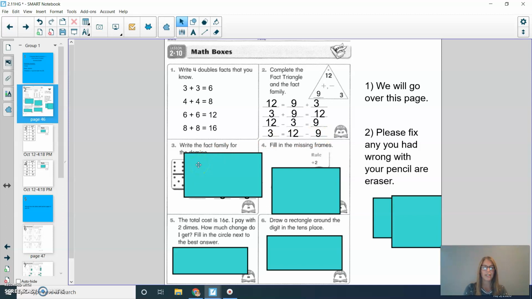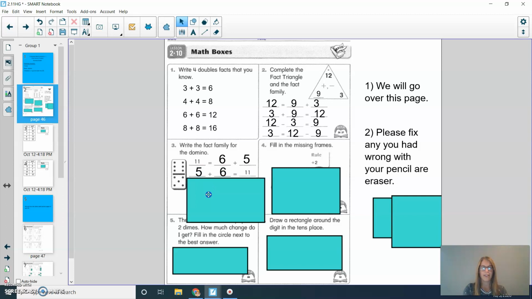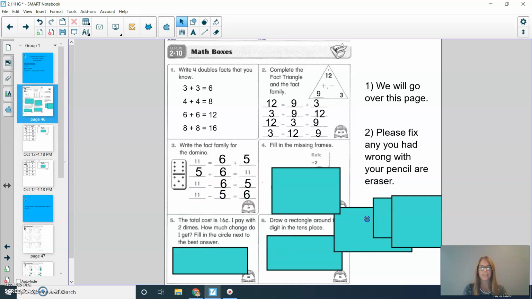For question 3, write the fact family for the dominoes. So we have 6 and 5, which we know is 11. So 11 equals 6 plus 5. 5 plus 6 equals 11. 11 minus 6 equals 5. And 11 minus 5 equals 6.